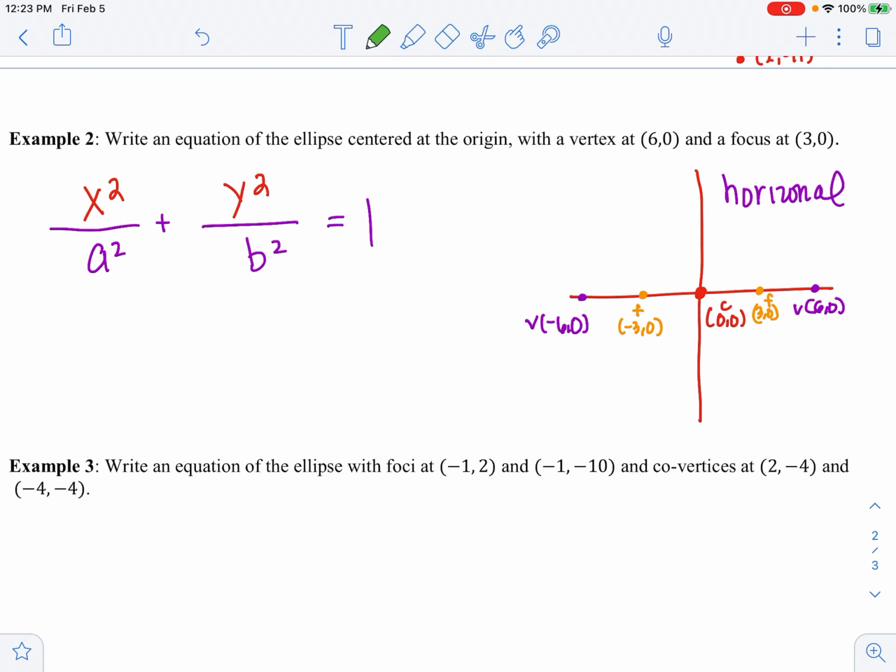All right, let's find A. A is the distance from your center to a vertex. 0 to 6 is 6. So A is 6, A squared is 36. I can erase this A squared and put 36 here.